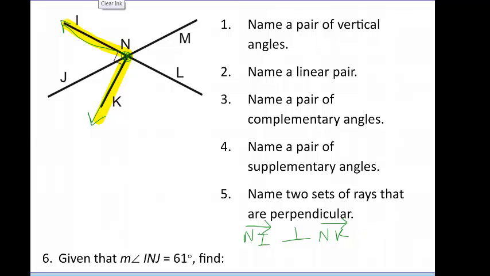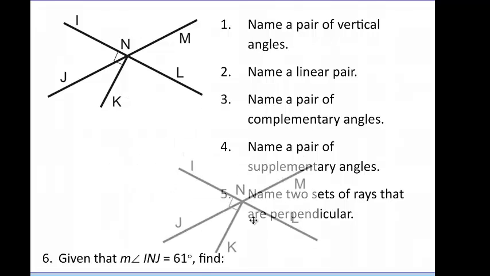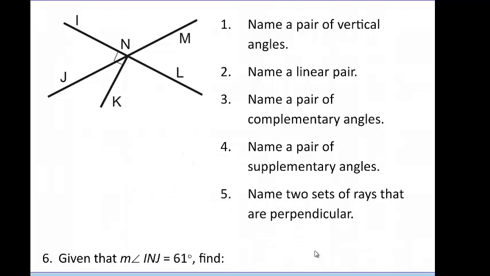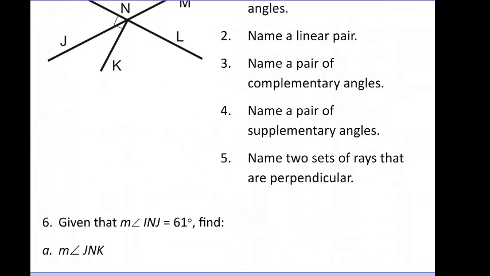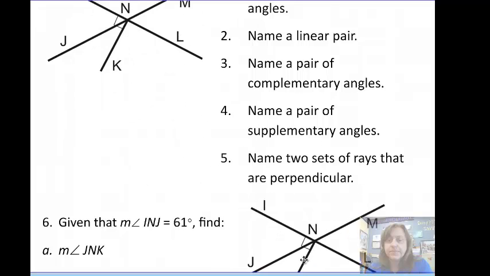And there are the names. Now we get to try to find some measures using the relationships we learned about. So let's take this diagram and bring it down to the next question. You might want to, in your notes, recopy that diagram so you have some room. I'm sure yours has gotten pretty messy.